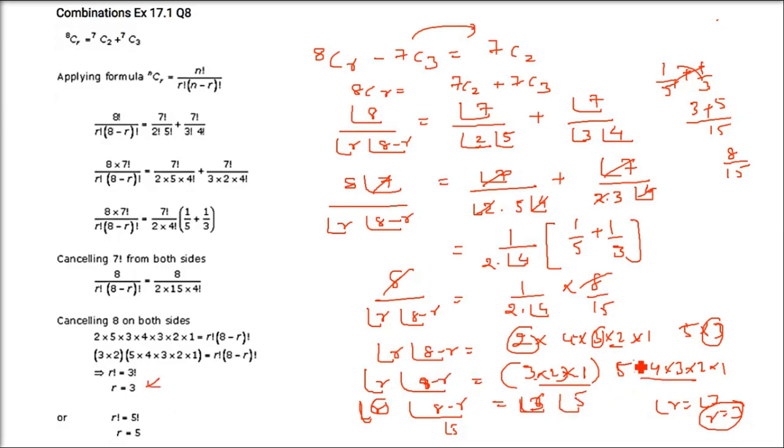Now there is one more method or one more solution. You can change the positions. So it can be factorial 5 into factorial 3, and now you compare it with factorial R. When you compare here, factorial R will be factorial 5. So R will be 5. So R can be 3 also, R can be 5 also.